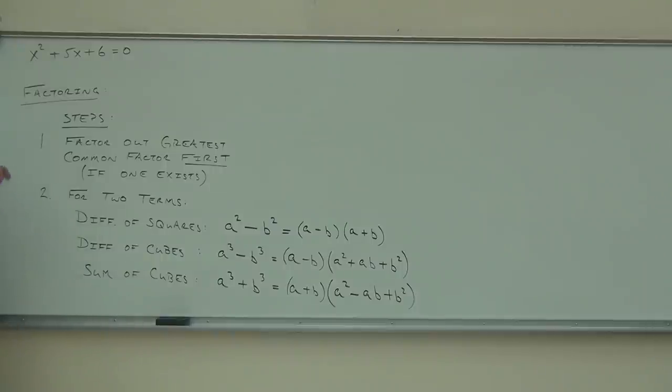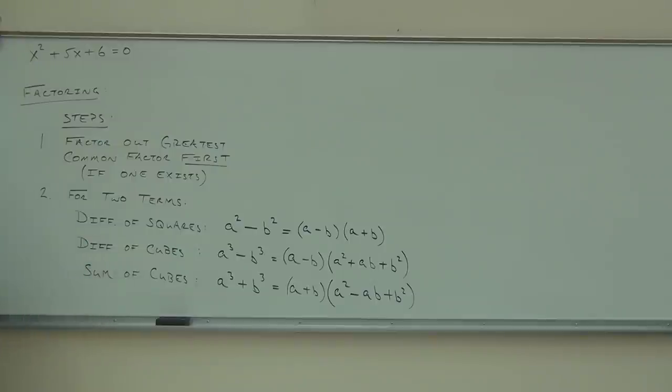So first part of our story, get the greatest common factor out if you have one. Second thing, you count the number of terms. You have two terms, difference of squares. That's the easiest one. That's the best one. If it's not difference of squares, you check if it's a difference of cubes. If it's not that, you take sum of cubes. If it's not one of these three and it has two terms, you cannot factor it.